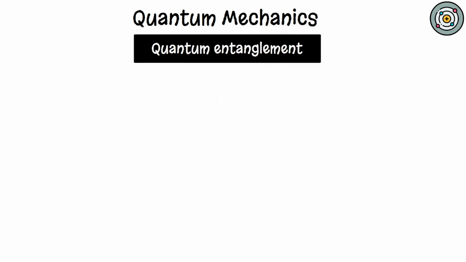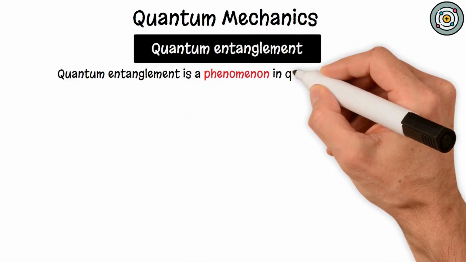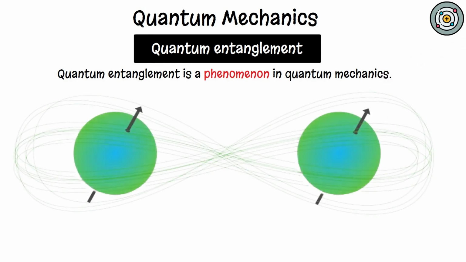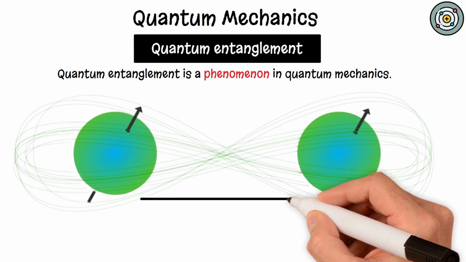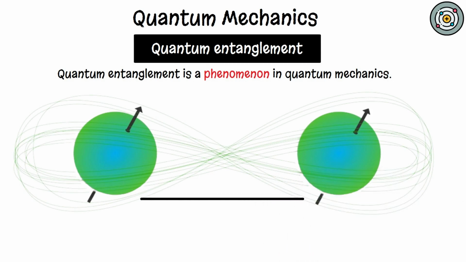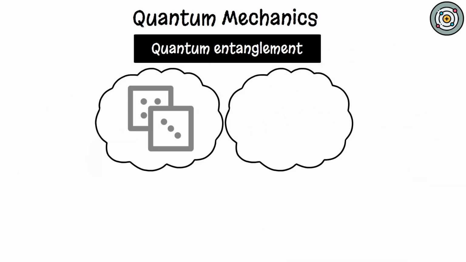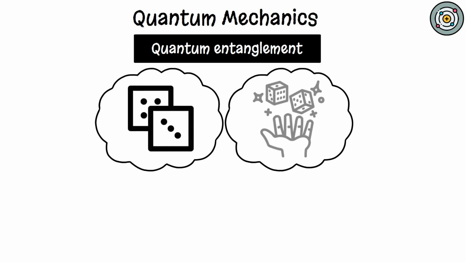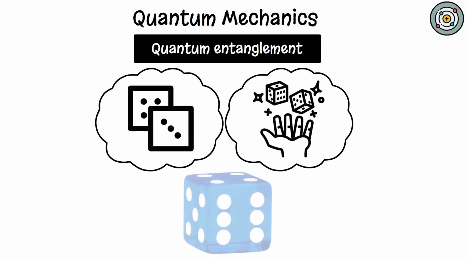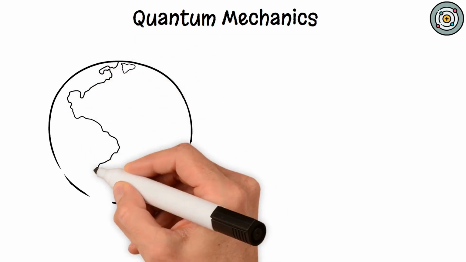Quantum entanglement. Quantum entanglement is a phenomenon in quantum mechanics. Entangled particles are connected in such a way that the state of one affects the state of the other, no matter how far apart they are. For example, imagine having two magical dice. If you roll one and get a 6, the other, no matter where it is, also shows a 6 instantly.